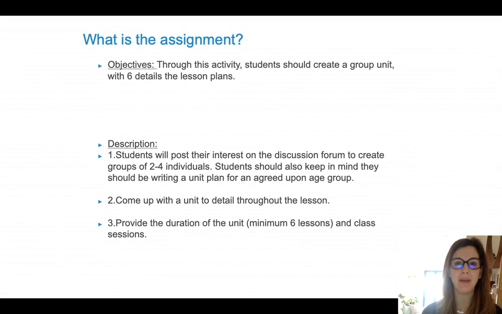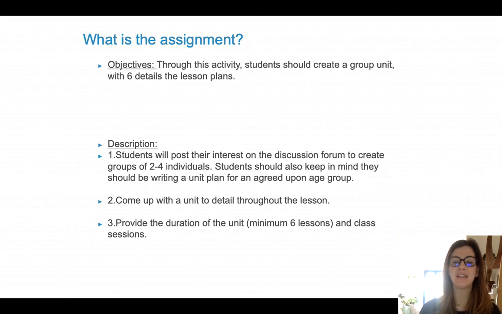We're going to talk a little bit about the group activity. The group activity is to create a lesson plan. And the idea is that you come up with a group unit and you come up with 6 lesson plans. You are going to be working in groups of 2 to 4 individuals. Since this is a group activity, it should be done in a group, obviously.